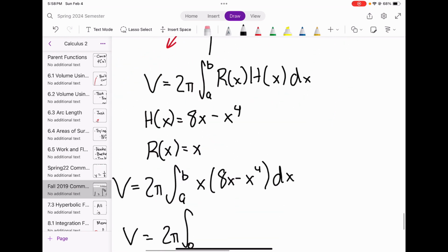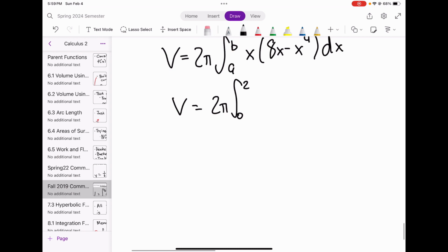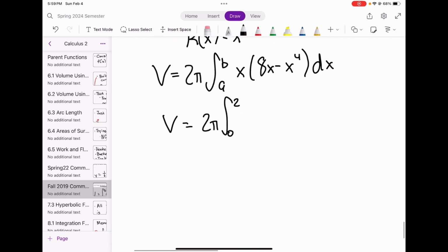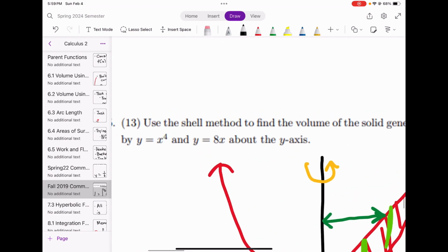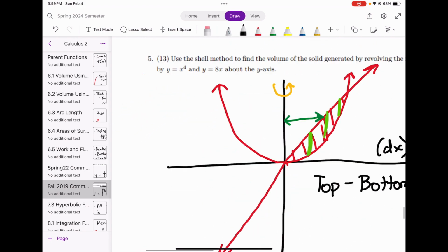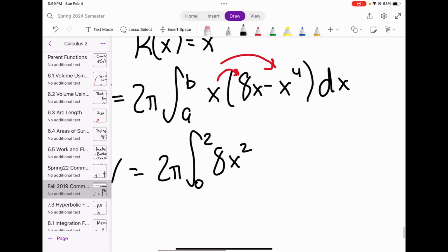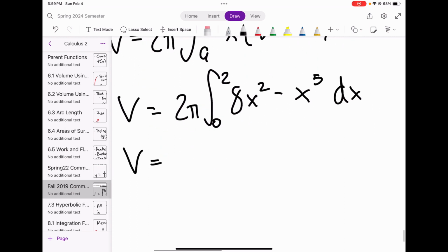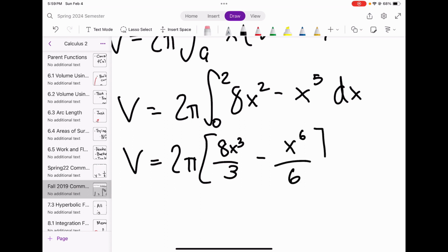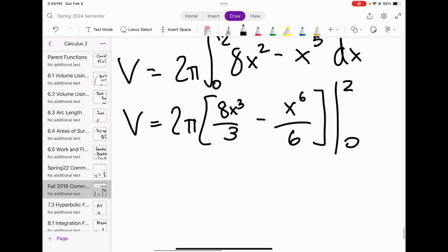Okay. So from 0 to 2, and if you don't know how to factor, apparently like how I don't, you can just plug it in. It's going to be a close number. So in this case, x is equal to 2 is going to be that point over there. And we're just going to distribute this x inside. So you have 8x squared minus x to the 5th dx. And then we're just going to solve: 2 pi, 8x cubed over 3 minus x to the 6 divided by 6, evaluated between 0 and 2.